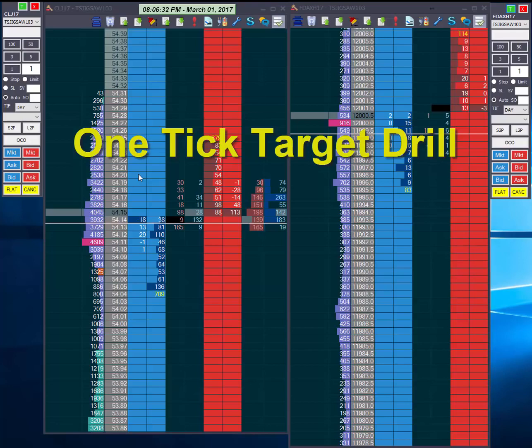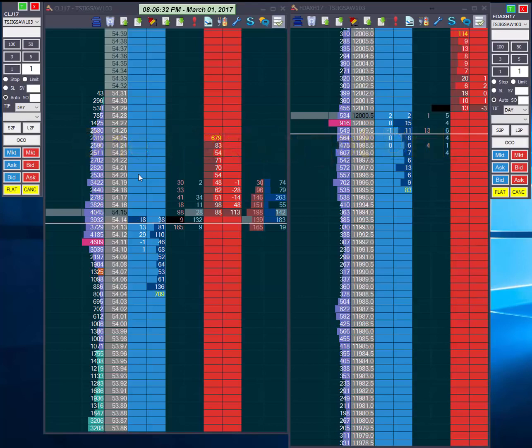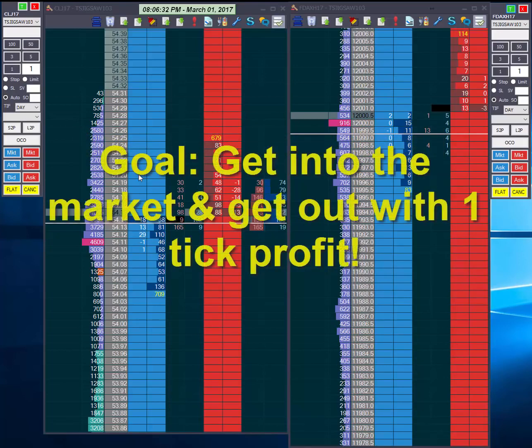Now, it's going to be hard if you think about this drill in terms of winning and losing. This is not about winning or losing, it's about learning. And the drill itself is quite simple. You need to place trades with a target of one tick. You get your one tick or you get out of the market.